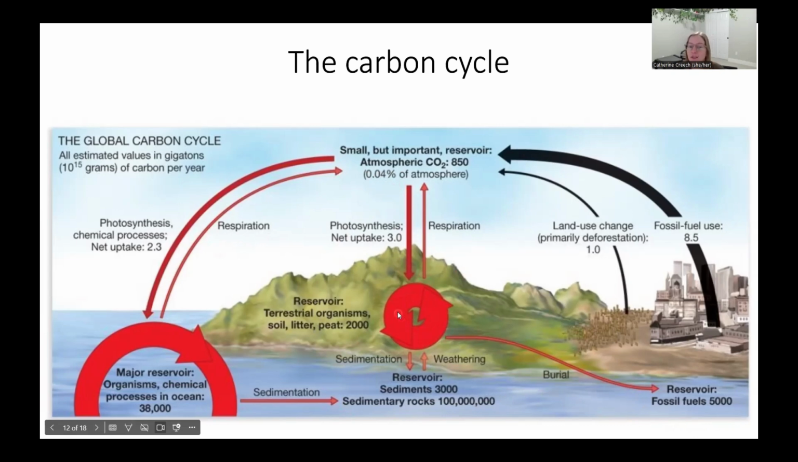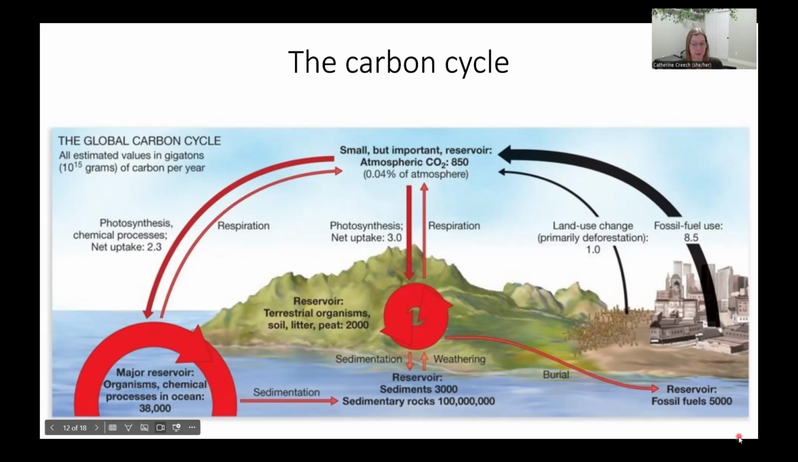Note on these graphs, we have red arrows. These are natural cycles, and we have black arrows. These are human cycles. So humans are also contributing fossil fuel to the atmospheric reservoir. We do that by land use and by burning fossil fuels. And once it gets into the atmospheric reservoir, it dissolves into the ocean. So it's really being stored in the ocean. That's our major spot for it.